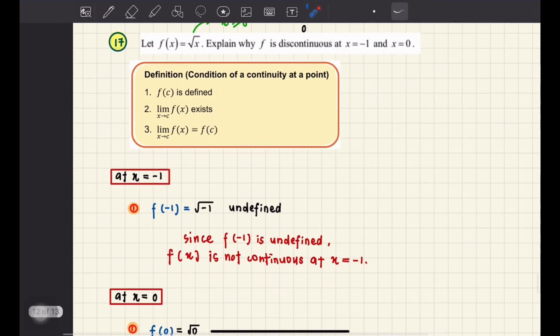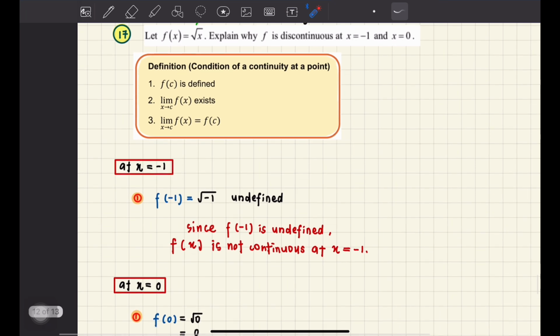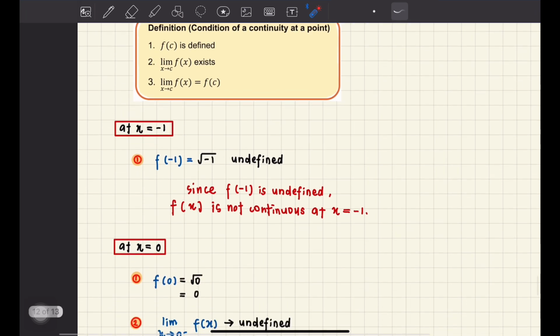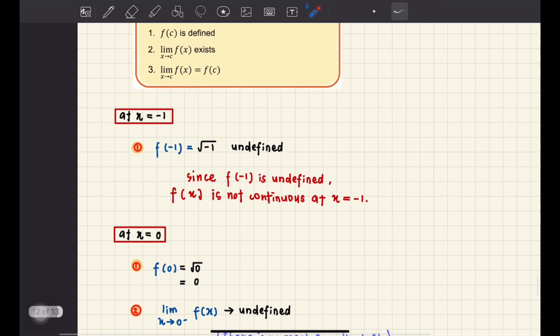Okay, next one. So dekat x equal to 0 pula. So at x equal to 0, first kita cari dulu fc kita. So fc is f0. So square root 0, terus dapat 0. Okay, 0 tak ada masalah. Dia adalah nombor, so dia define lah. Okay, so nombor 1 settle. So continue to number 2 pula. Number 2 kita nak cari limit kiri kanan, exist ke tak exist?